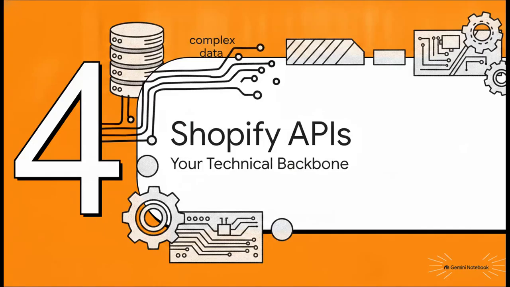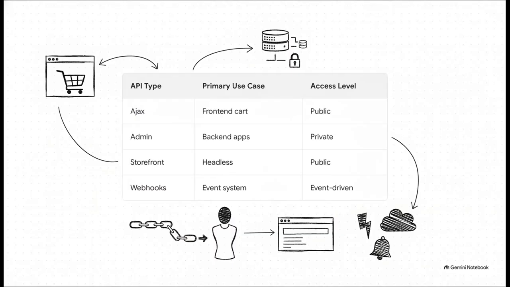All right, let's get into Section 4, Navigating the Shopify APIs. This is your technical backbone. Treat this table as your ultimate cheat sheet. As you start building more complex features beyond just basic themes, you're going to rely on 4 main tools. First, the Ajax API. This one is public and strictly for front-end interactions, like updating the shopping cart without forcing the whole page to reload.